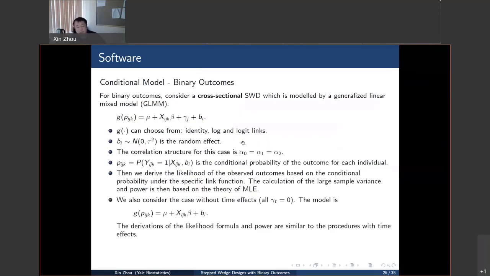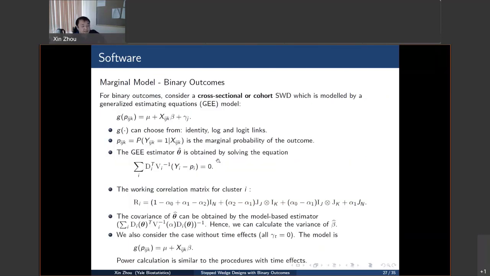Okay, these slides summarize our maximum likelihood approach. And we consider two cases, with time effect and without time effect. And this slide summarizes the GEE approach. In the paper, Fine only considers the model with time effect, and we derived the formula for the case without time effects and implemented it in the software package. So we also include the model with time effect and without time effect for the GEE approach.